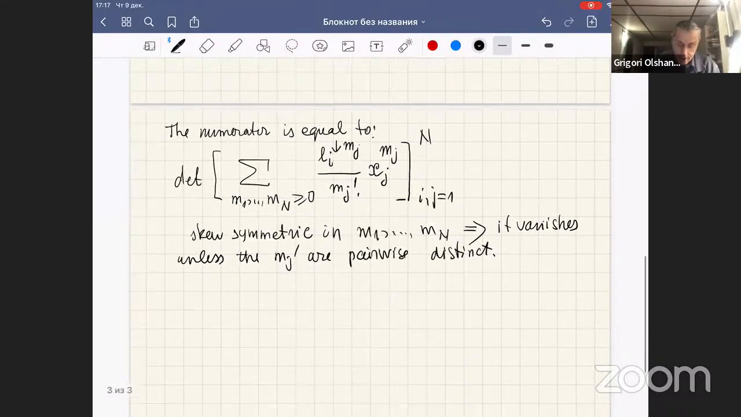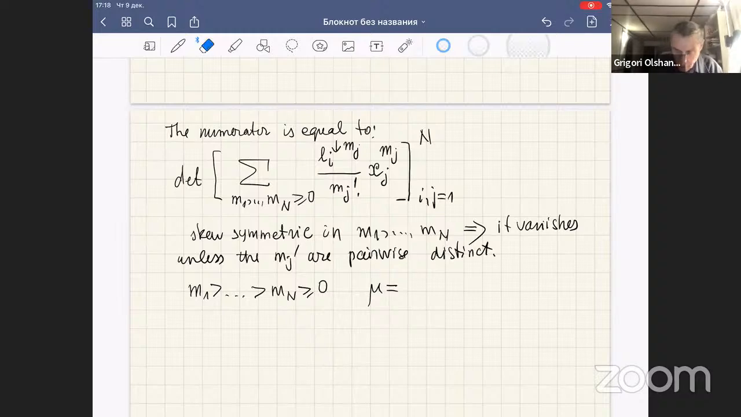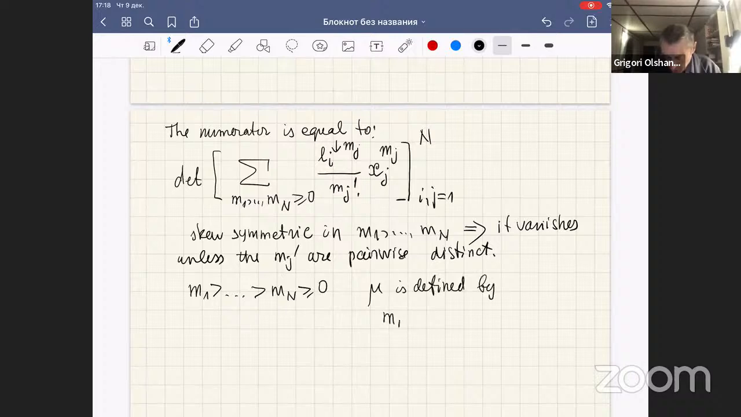Okay. And next, the next step is to notice as follows. So assume this and define mu as a Young diagram with the property, mu is defined by the property that J is... okay.